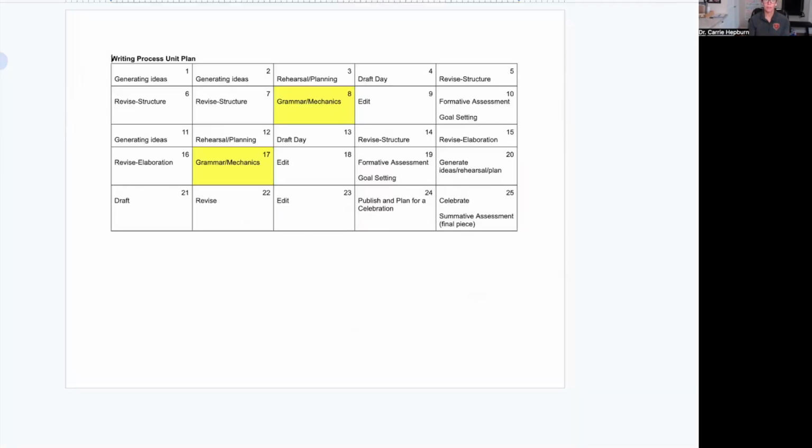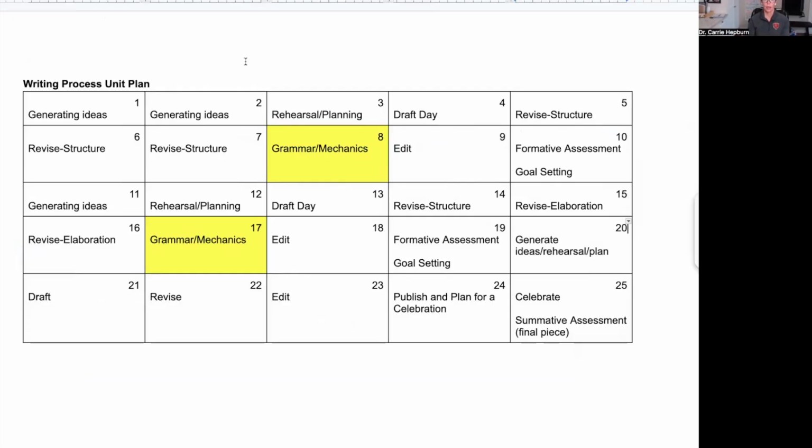From there, we have a template that we use to plan our writing units because the template follows the writing process, and the writing process is recursive. Our goal is for students by the end of a unit to write 3 pieces, regardless of age. Maybe I shouldn't say that. Maybe I should say from second grade until grade 12.